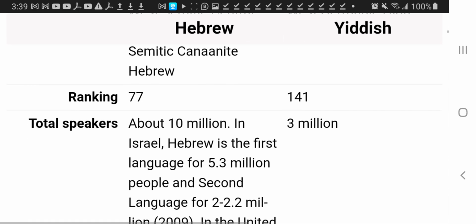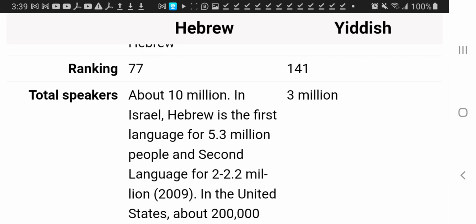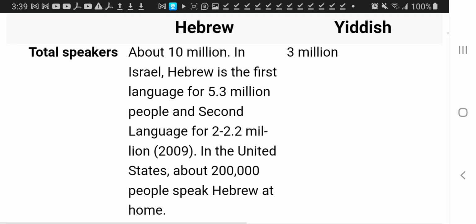The ranking right here, Hebrew and Yiddish, 77, right? 141. I'm not too sure what that ranking basically means. I guess maybe of languages. Total speakers. So the total speakers of Hebrew, the Afro-Asiatic language, they estimate here about 10 million. They say in the state of Israel, Hebrew is the first language for 5.3 million people.